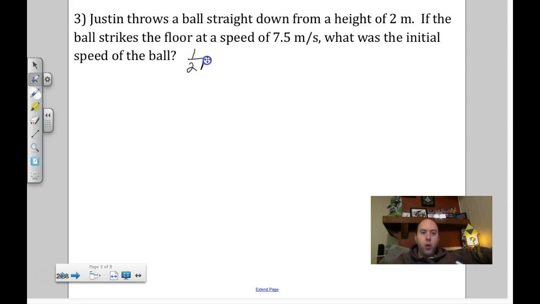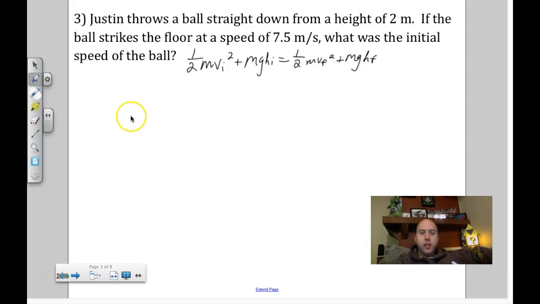Step 1, always write your equation. 1/2 mass times initial velocity squared plus mass times gravity times initial height equals 1/2 mass times final velocity squared plus mass times gravity times final height.